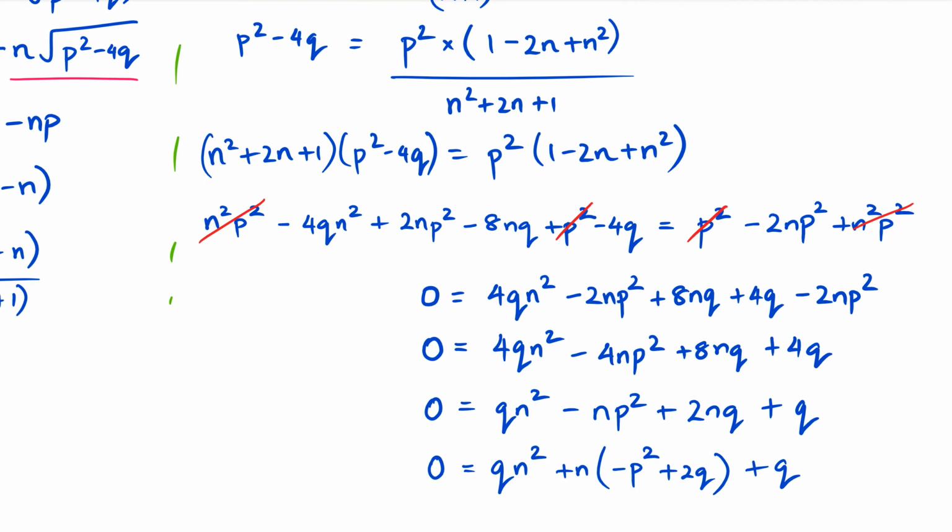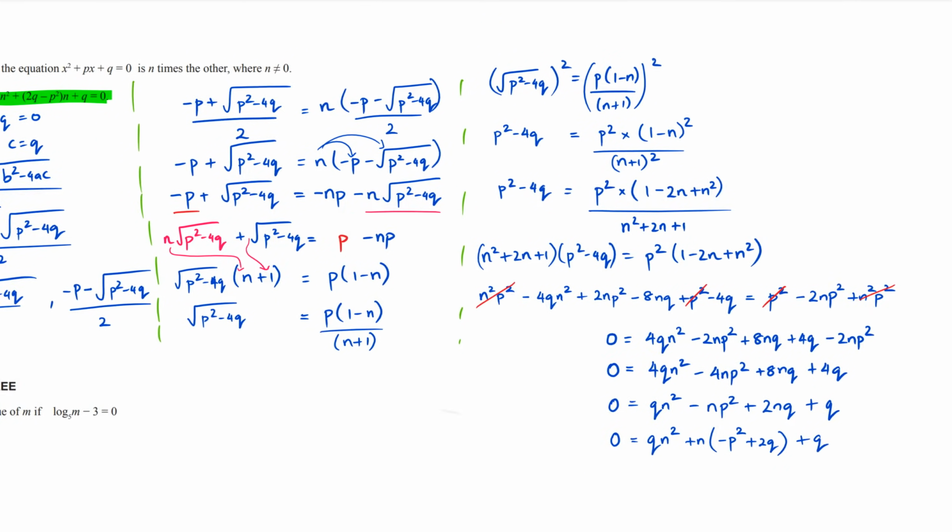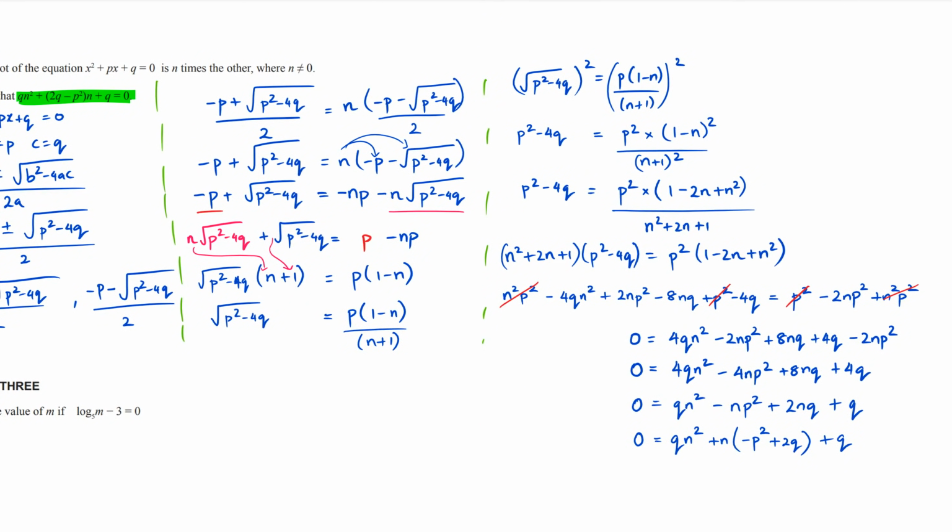Wow, that is a super ugly question, but I think I did manage to get it in the end. And if you can see the highlighted part there, let's just make it right: 0 is equal to qn squared plus n times 2q minus p squared, plus q. Yeah, ridiculously long question for level 2 excellence. That's all I would have to say.